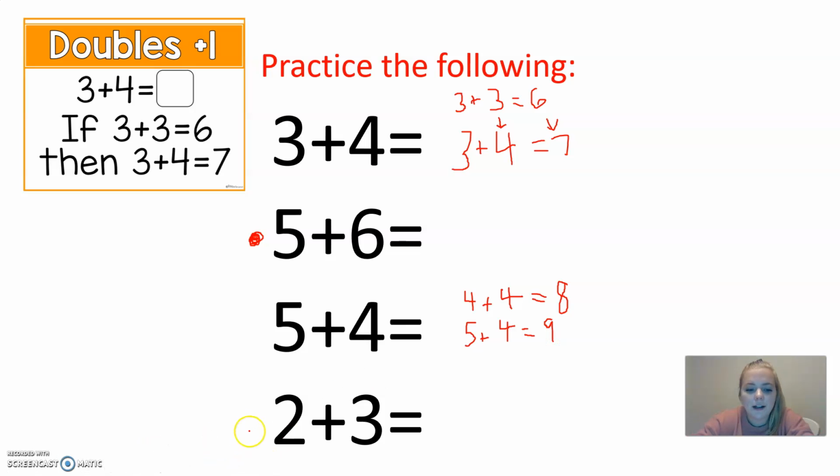Yep. And then I want you to try 2 plus 3 on your own. So think about what doubles you see there. I would use the double 2 plus 2. Okay, and then you're going to add 1 more.